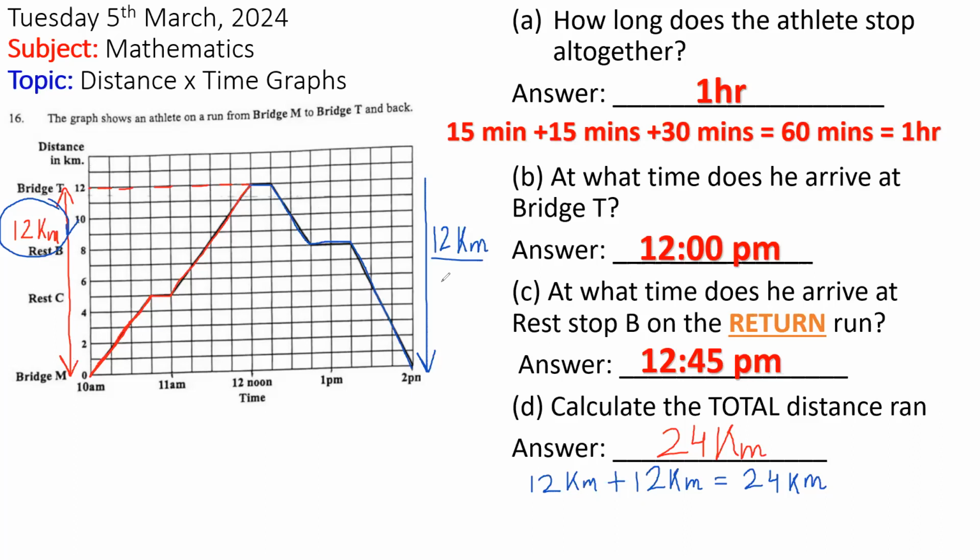Okay, Aliana, do you understand? And Dion, do you understand? Yes, sir. Explain how we got 24. Okay, so we got 24 because we moved up, ascending, 12, and then we moved descending 12, and we added the two 12s together, and it came up with 24 kilometers. Very good.